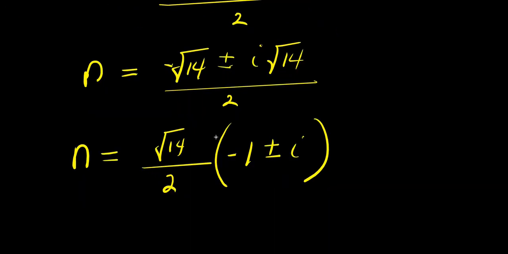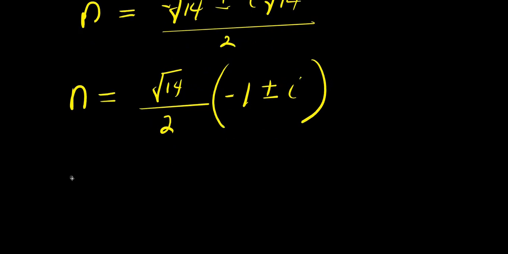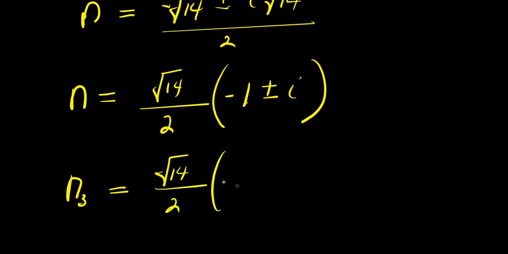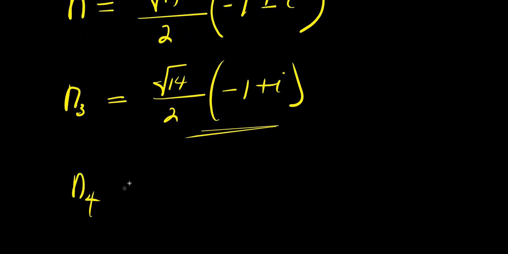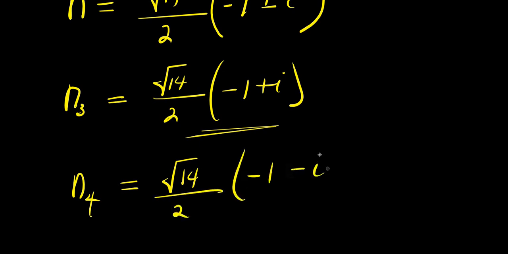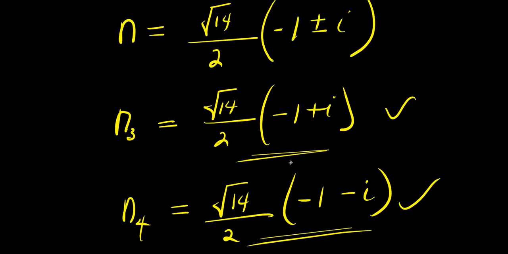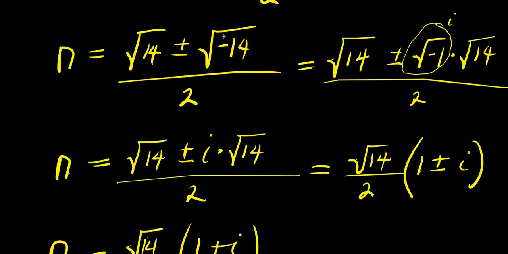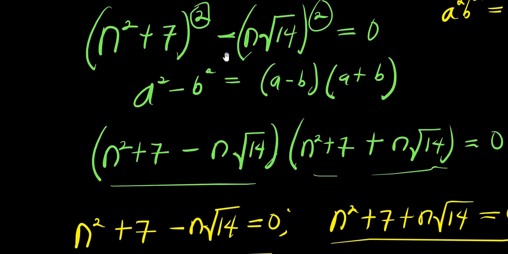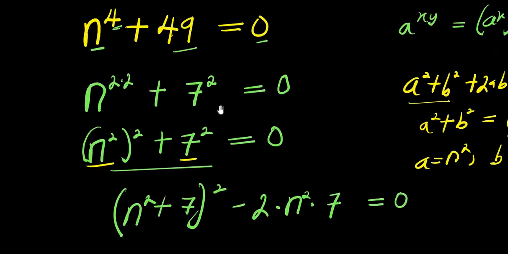So we have two complex values for n. This will be n3 equals root 14 divided by 2 of negative 1 plus i. And this is n4, root 14 divided by 2 times negative 1 minus i. So these are the two complex values in addition to the other two that we have here, making it 4. So you have 4 complex solutions to this exponential problem. So this is how you can solve it.